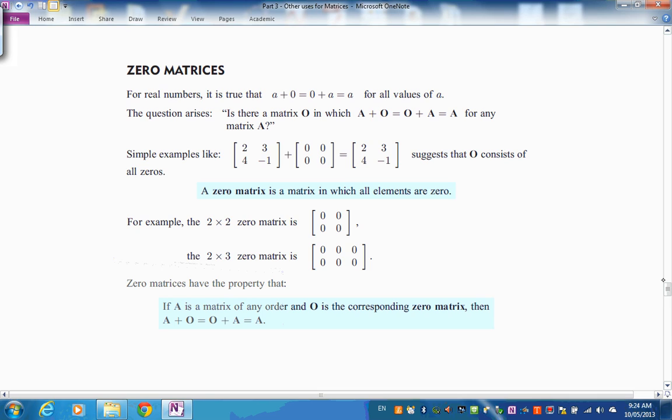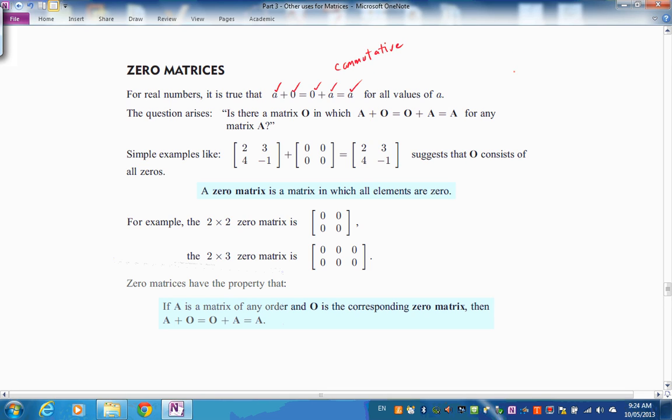Is it possible to get a zero matrix? Oh, what does that mean? For real numbers, if you have a number A and you add 0, it doesn't matter which way around you do it, addition is commutative, isn't it? Commutative, doesn't matter which order you add things in. So then you still get A back again.